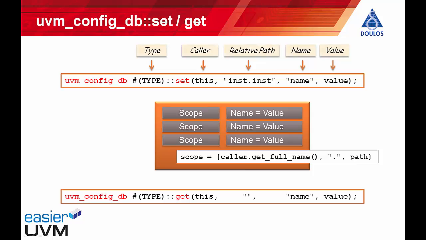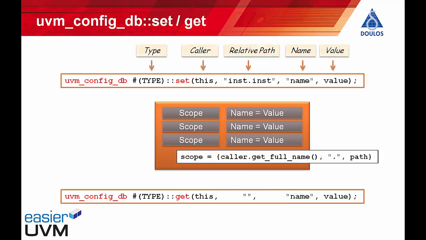Although the set and get methods are fairly symmetrical when it comes to their arguments, there's a very strong convention as to how you should call them. When you call set, the first argument is typically a reference to the calling component, and the second argument is the relative path name of the component whose parameters you're setting. When you call get, the first argument is again a reference to the calling component, and the second argument is typically a null string because the component is usually interested in retrieving its own parameters.